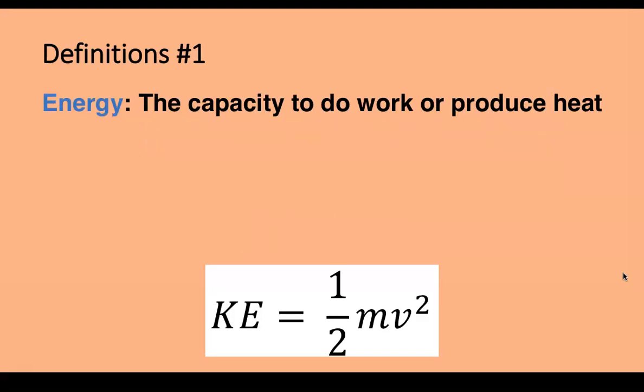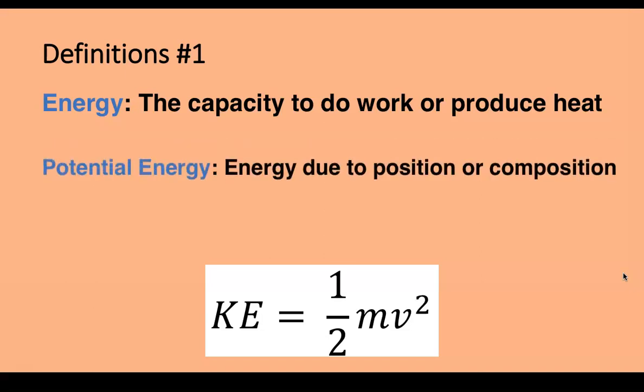A couple definitions to look at first. Energy, the capacity to do work or produce heat. Looking specifically at heat when we go through this. Potential energy, things we should already know. Energy due to position or composition.